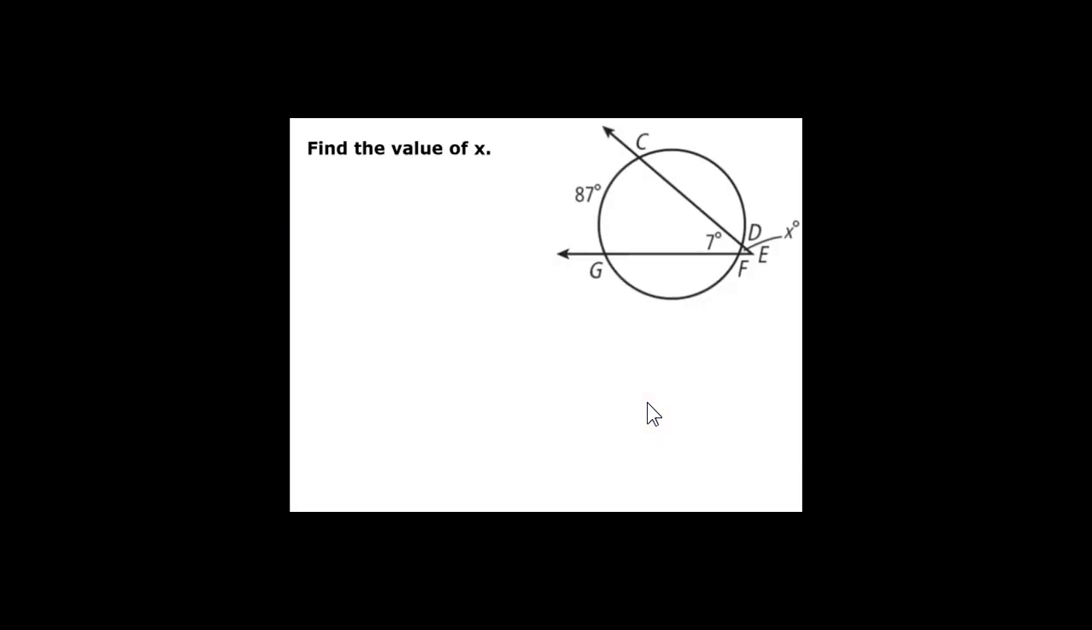Find the value of x. The measure of angle DEF is equal to half the difference of the two intercepted arcs. So in this particular case, substitute our values in and simplify, and we get 40 degrees.